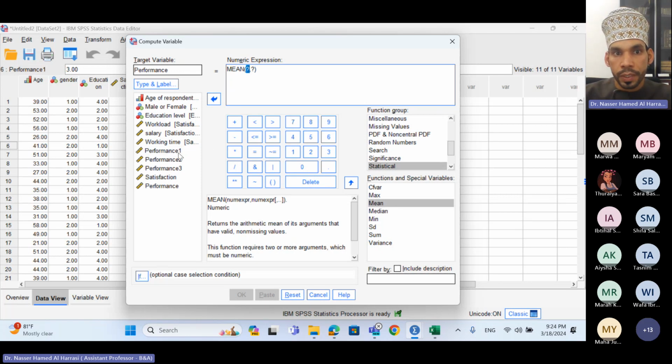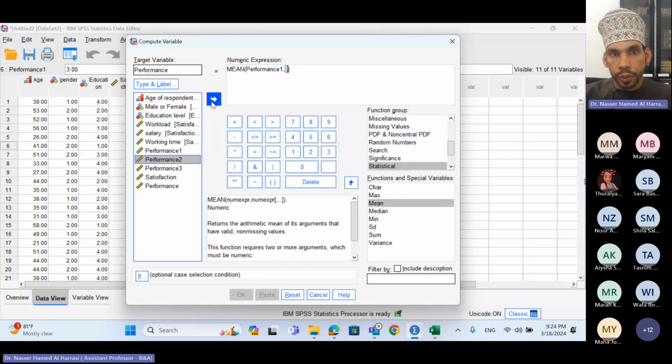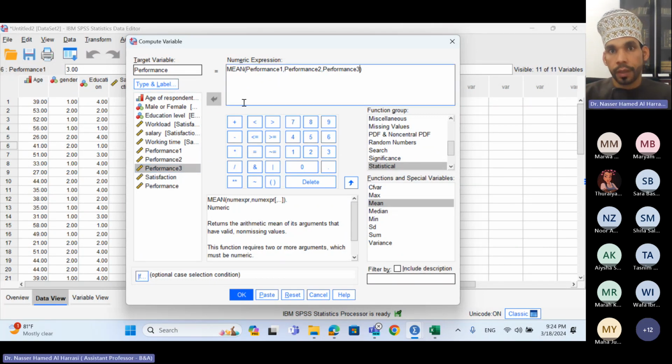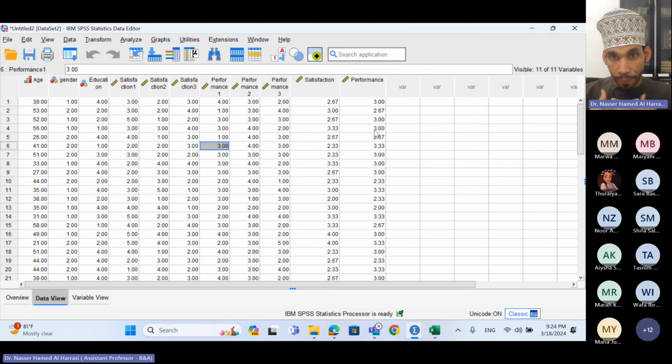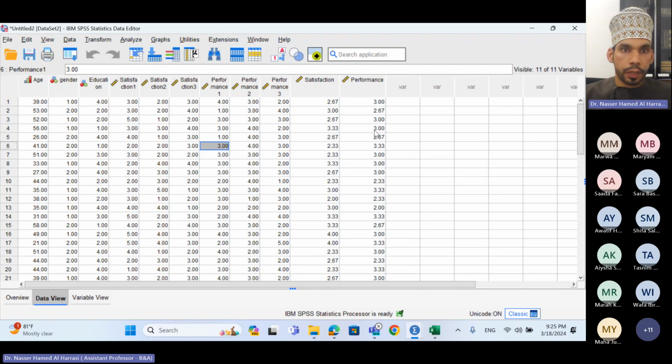So here we have Performance 1, question number 1. We bring it here. Then we go to the question mark number 2 and bring question number 2. Then a comma, question number 3, and then click OK. Immediately, the performance variable will combine the mean of the three questions in one variable. Then you can measure the relationship. You got it? Yes, thank you. Okay, now the relationship test, is it clear to you?